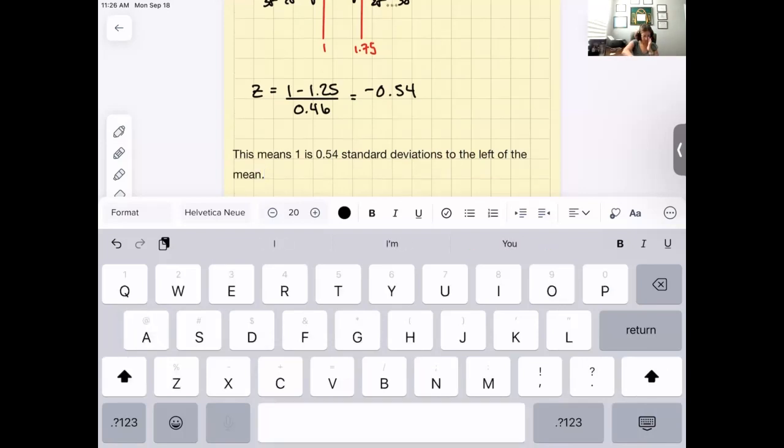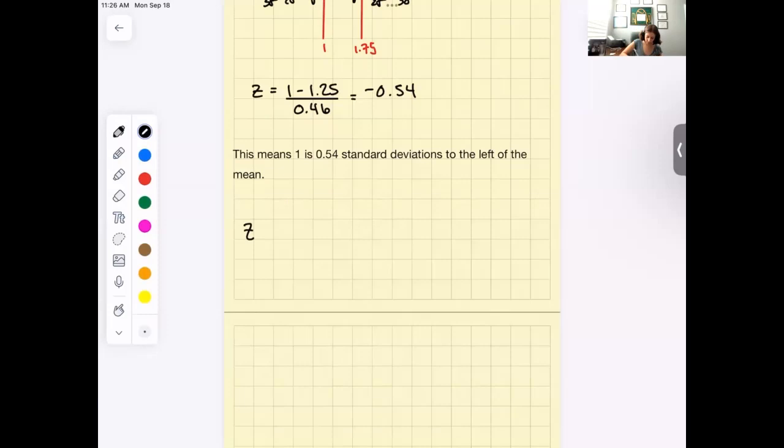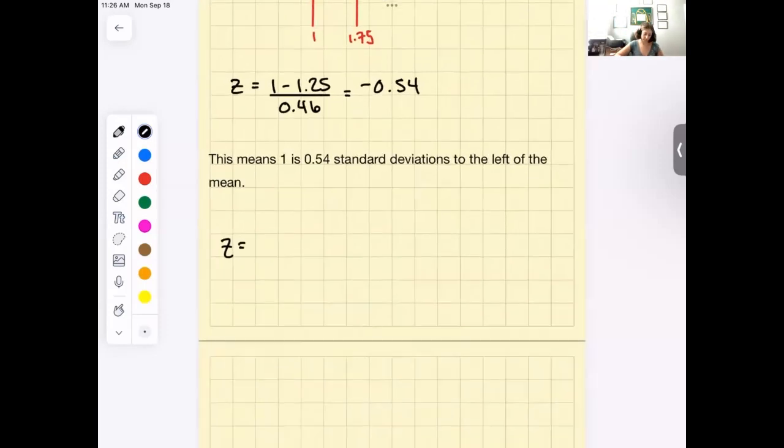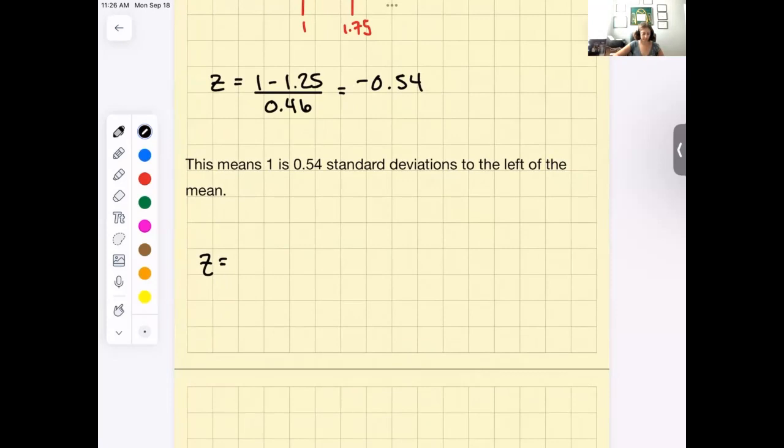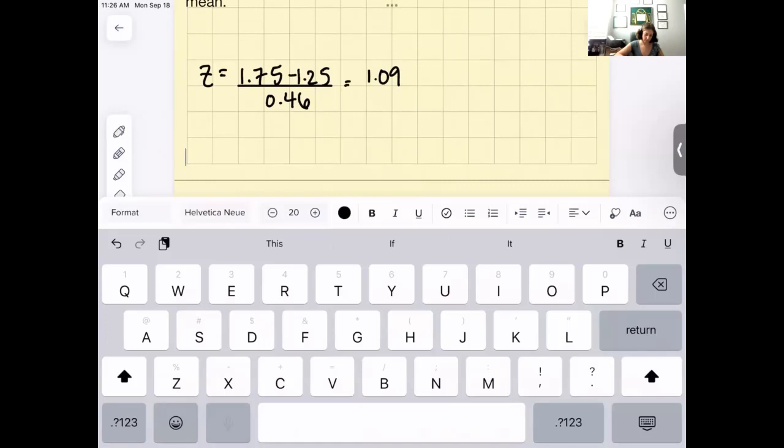Someone walk me through, how am I going to calculate the z-score for the 1.75? What should I plug in? So we're going to do 1.75 minus 1.25 divided by 0.46, and what do you get? Approximately 1.09. Someone interpret that number to me. What does 1.09 mean?